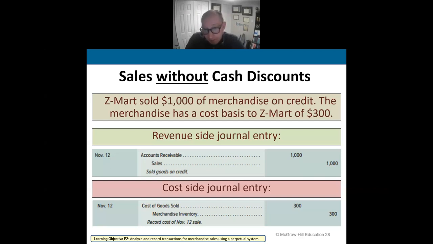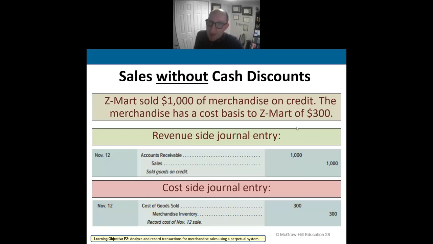Also on that same day, for that same transaction, I need to recognize the cost of what I sold. Cost of goods sold. It cost me $300 to sell that inventory. So debit cost of goods sold, $300, and credit merchandise inventory, $300. Reducing my inventory because I sold it, and increasing my cost of goods sold because I sold it.